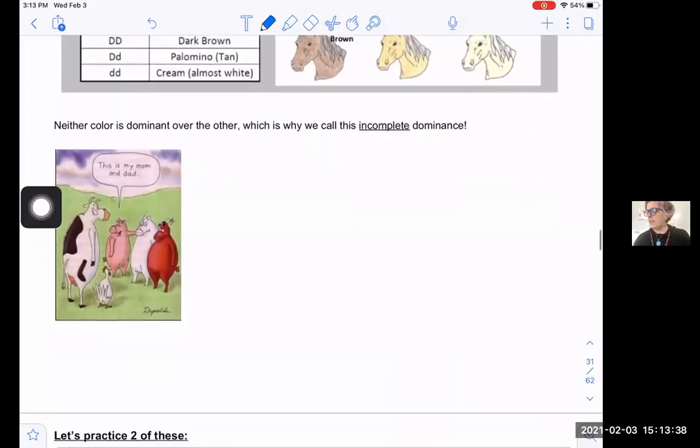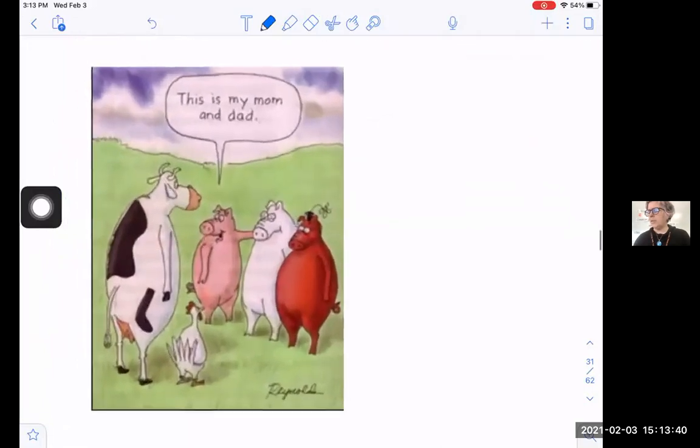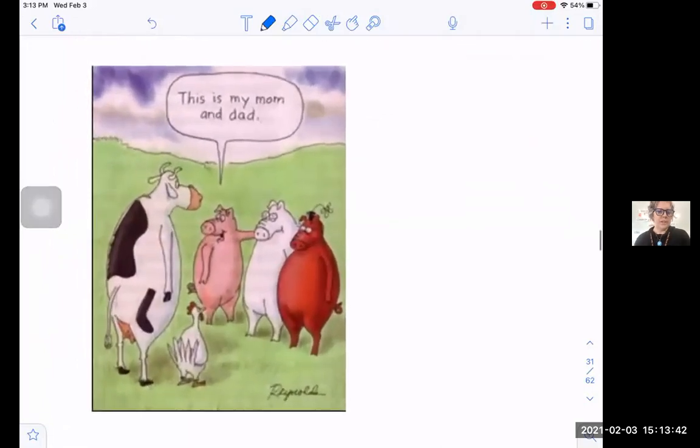So I have a little incomplete dominance humor here for you. Take a look at the cartoon. This pink pig is telling this cow and chicken, hey, here's my mom and dad. So mom was red, dad was white, and the pig ended up being pink. So there's my incomplete dominance humor for you for today.